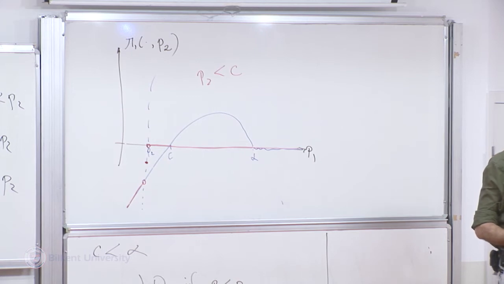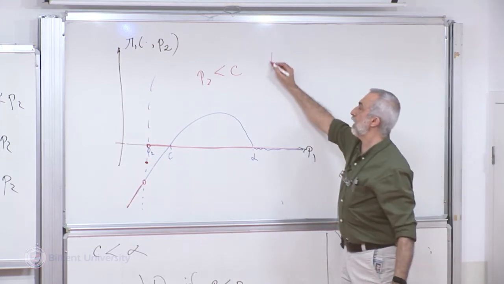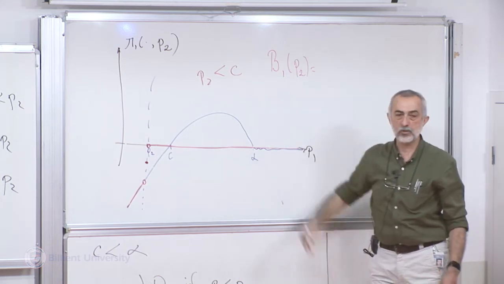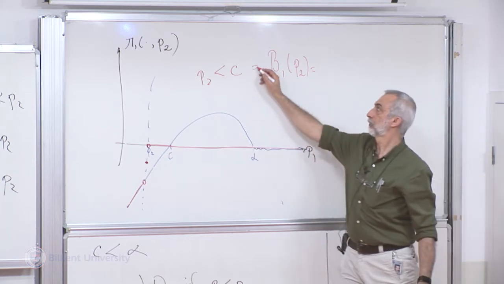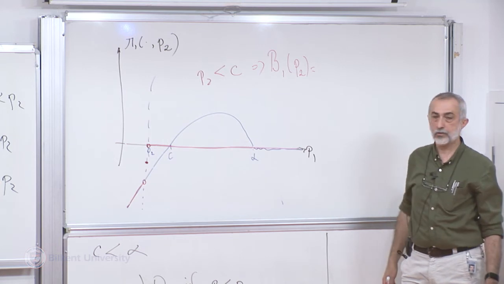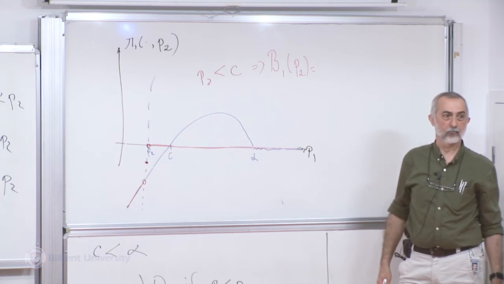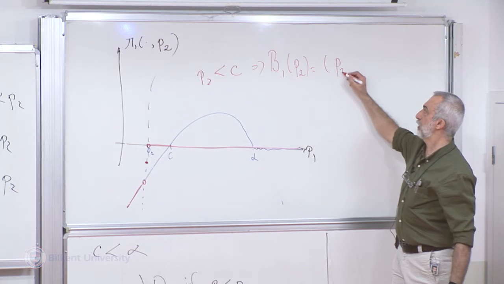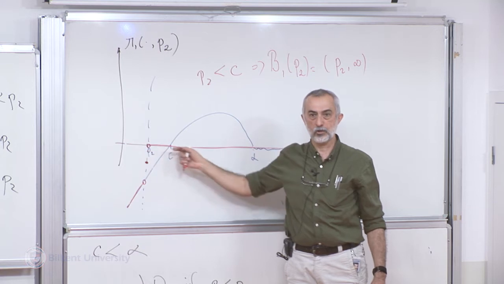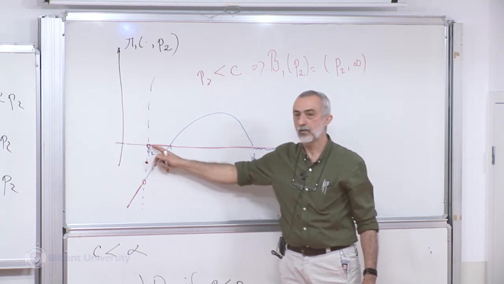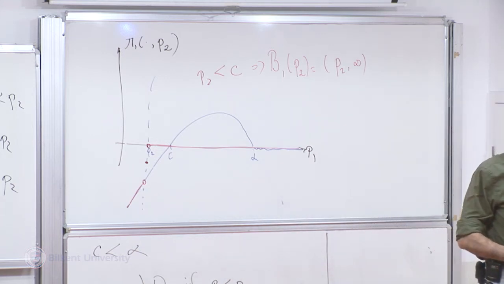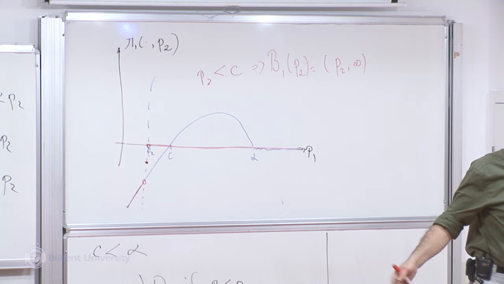Right? So, what can you say about the best response of player 1, firm 1 to P2 if P2 is less than C? It's P2 to infinity. The maximum profit that the firm can get is 0. Where does it attain that profit? At any price greater than P2. So far, so good?